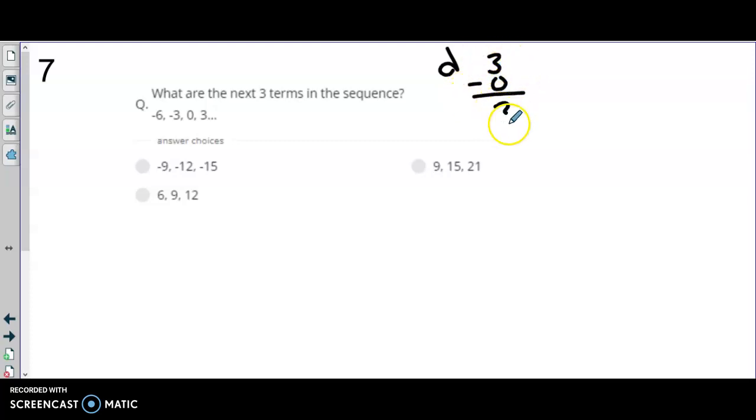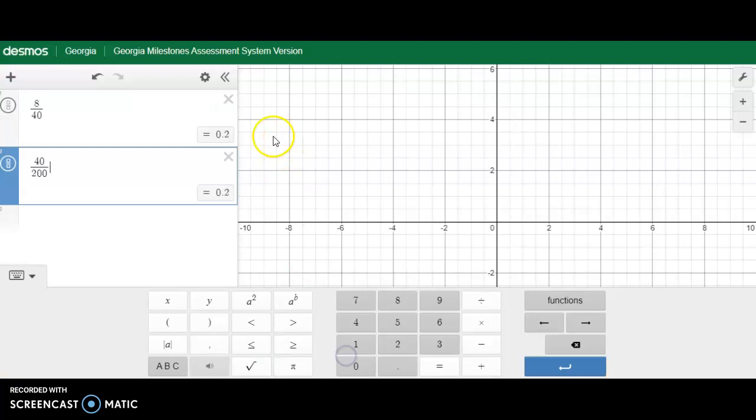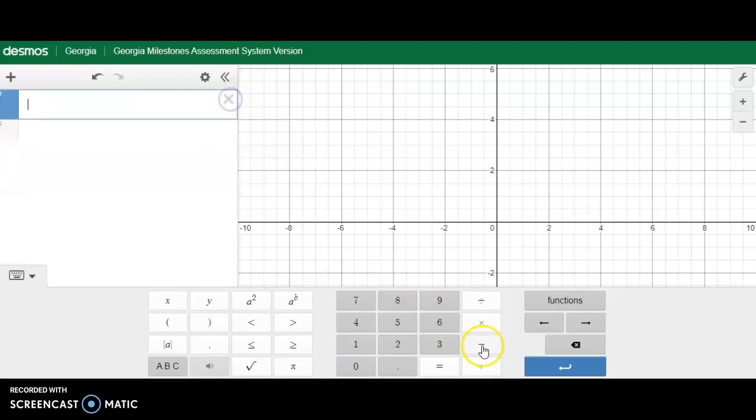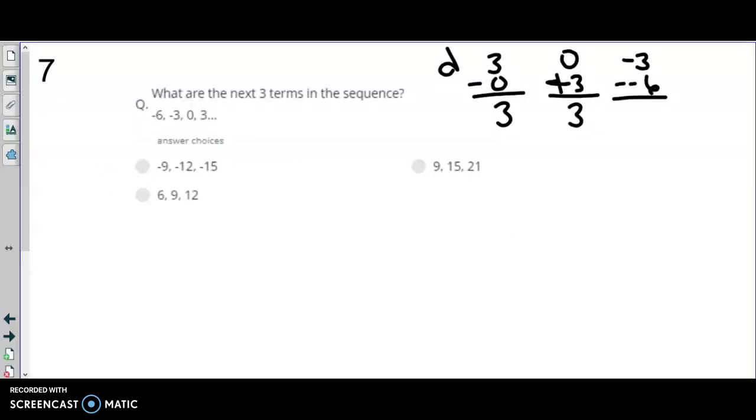So 3 minus 0 is 3. Now I'm going to keep doing that pattern to see if they have a common answer. So now I'm going to do 0 minus -3. Minus a negative makes a positive, so this is also 3. Now I'm going to do -3 minus -6. And if you look at this and you're like, wow, I don't know how to do -3 minus -6, head over to your calculator and type in -3 minus -6, and it'll tell you that it is a +3.